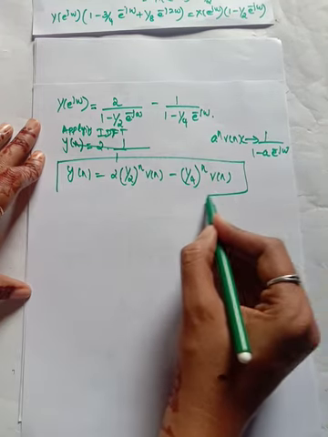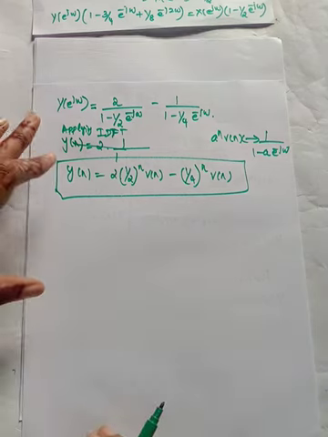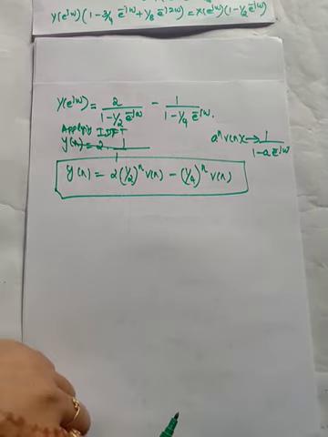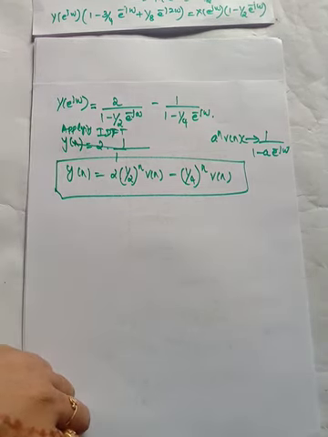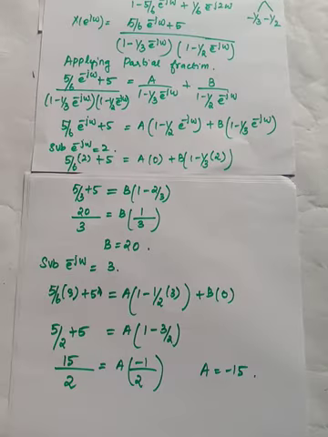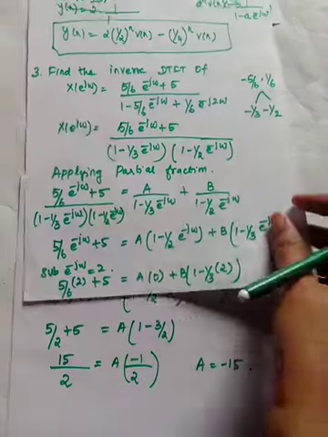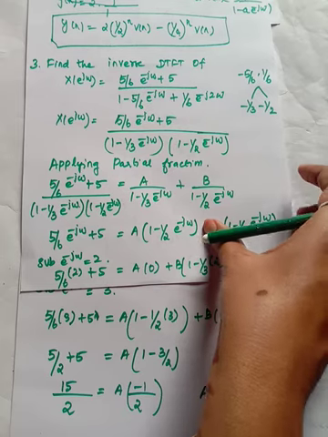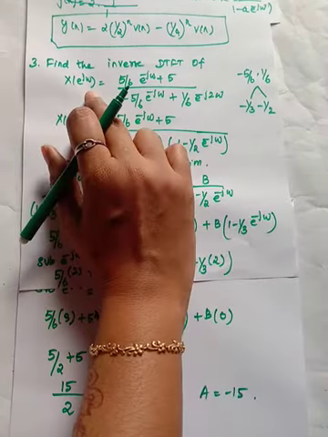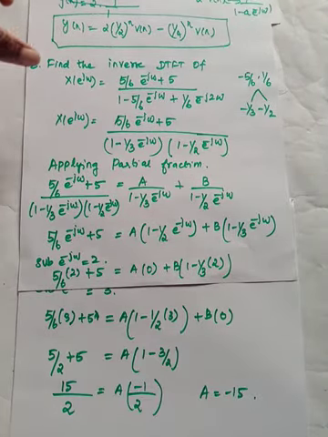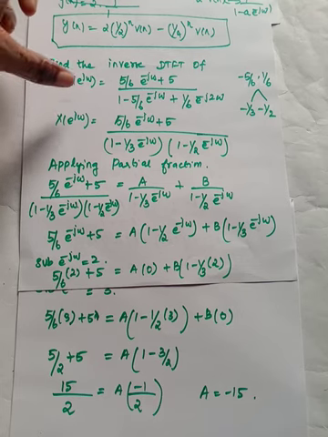So finally, y of n is equal to 2 into (1/2)^n u of n minus (1/4)^n u of n. So here you need to find the inverse DTFT of this X of e^(j omega). So you need to find x of n.